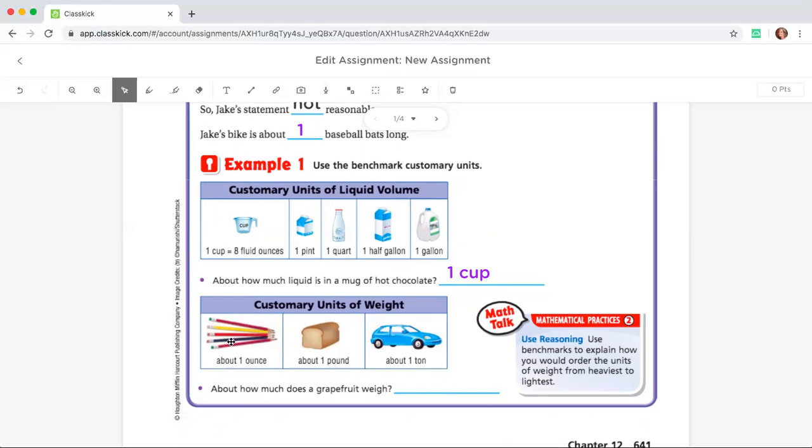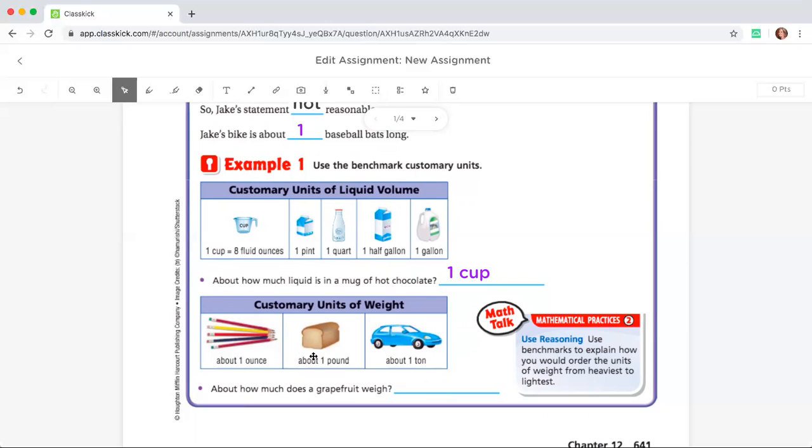One ounce is about the weight of about 5 pencils. A pound is about a loaf of bread, and a ton is about a small car, a smaller size car. A larger car or a big truck would be over a ton, maybe a couple of tons. So how much does a grapefruit weigh? Well, it definitely weighs more than 1 ounce. It weighs more than 5 pencils. And I would say it'd be closer to a loaf of bread.